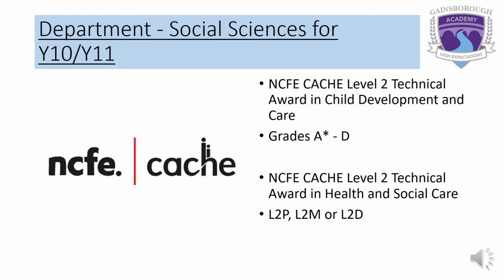Social sciences in Year 10 and Year 11 is taught using an exam board called CASH. It's not BTEC, it's not GCSE, but you achieve grades that are equivalent. So you will do a level 2 qualification in childcare or a level 2 qualification in health and social. In childcare you will receive either an A star to D, and in health and social it will be a level 2 pass, merit or distinction.